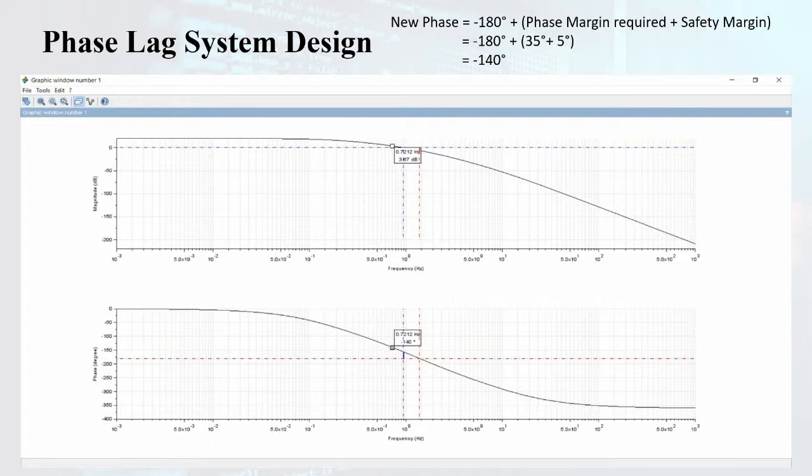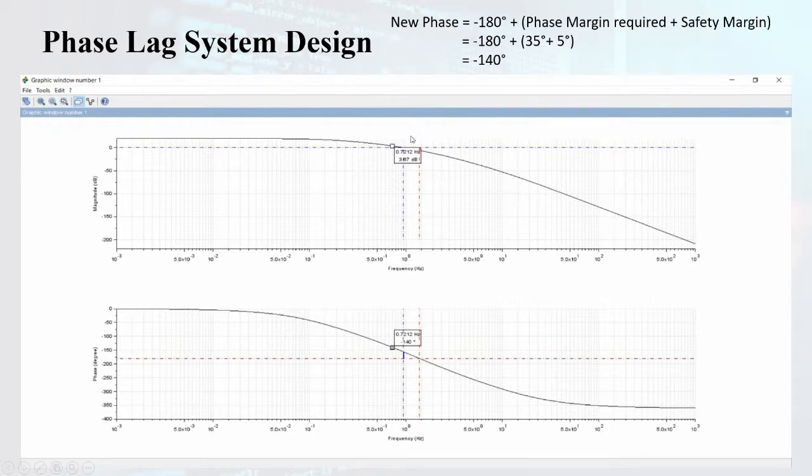First, we need to calculate the new phase value. You can see here, this is the way we calculate the new phase value: we take negative 180 degrees plus the phase margin required, which is 35 degrees, and the safety margin, which is 5 degrees, and we get negative 140 degrees.